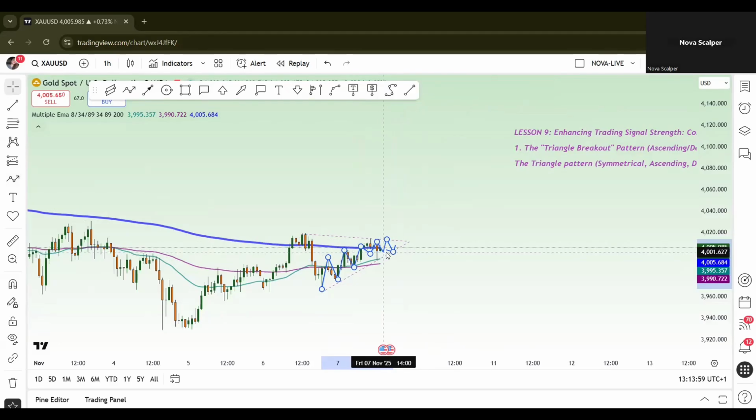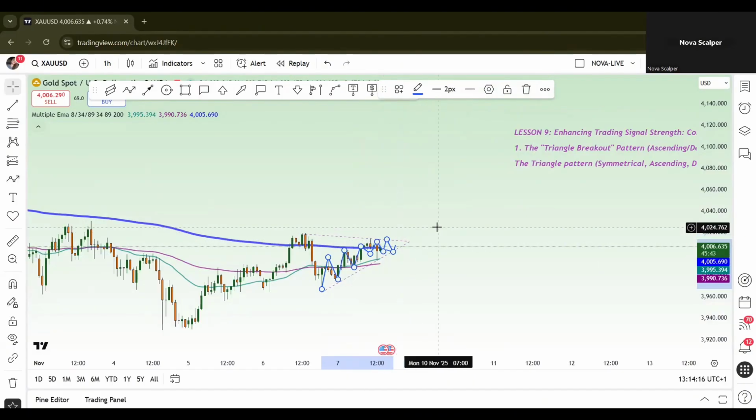And if, until today's New York session, the gold price can break out strongly from 4012 to 4013, that will be the support for next week, for the bullish momentum next week.